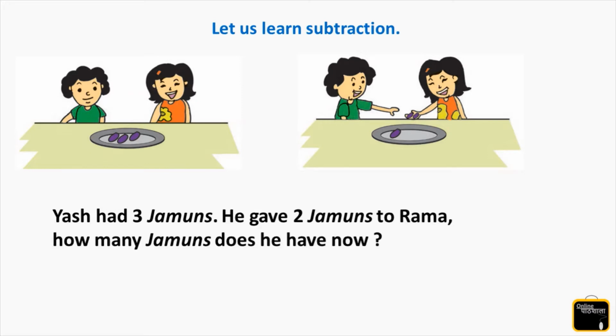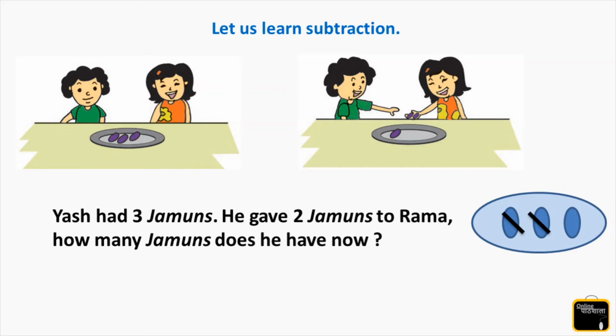How many jamuns does he have now? Now tell me, kids, how many jamuns are left in the plate? Yes, there is only 1 jamun. It means there is a plate. In that plate we can see 3 jamuns, 1, 2 and 3. And he gave 2 jamuns to Rama. 1, 2. And how many jamuns are left there?